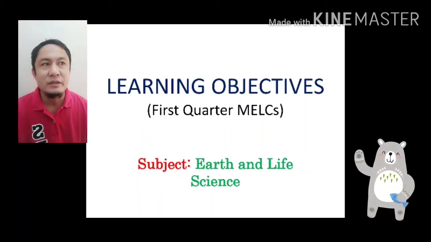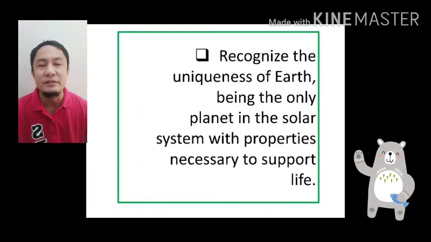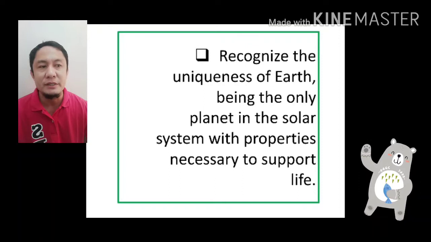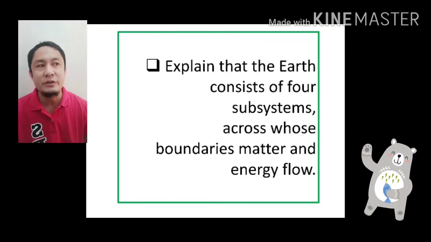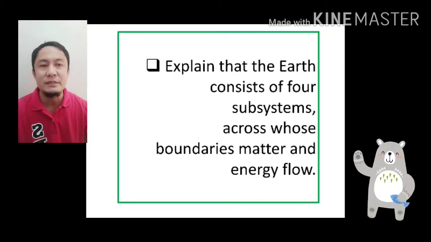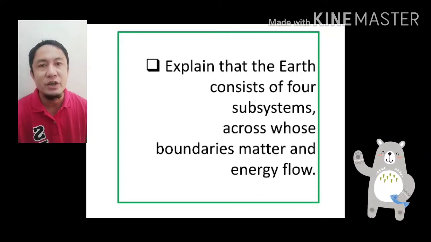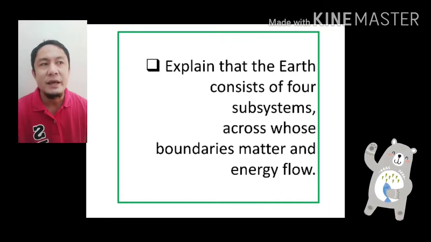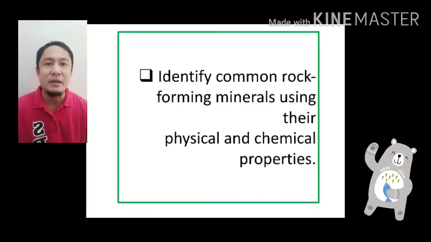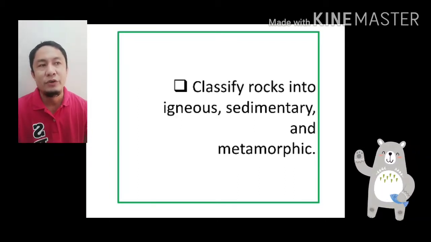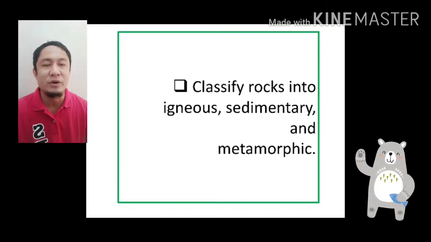The first objective is recognize the uniqueness of Earth being the only planet in the solar system with properties necessary to support life. 2. Explain that the Earth consists of 4 subsystems across whose boundaries matter and energy flow. 3. Identify common rock-forming minerals using their physical and chemical properties. 4. Classify rocks into igneous, sedimentary, and metamorphic.